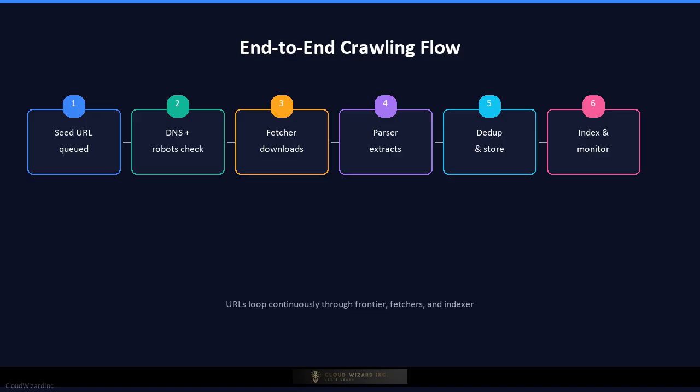The parser extracts the title, body, links, and metadata. New URLs are deduplicated against the Bloom filter and persisted to the seen URL store. High-quality content is written to the content store, and extracted links are scored and pushed back into the frontier. The indexer updates the search index, and the monitoring service records the outcome. This loop runs continuously across the entire cluster.